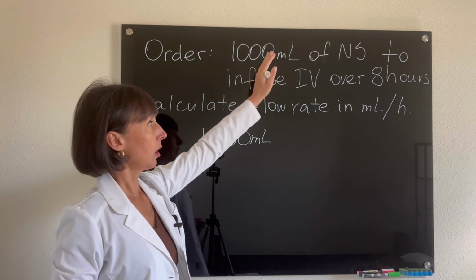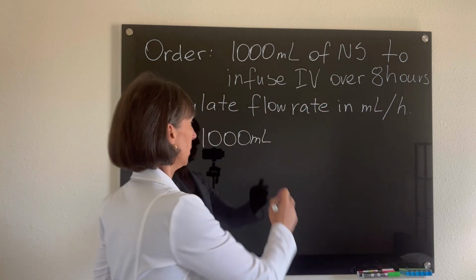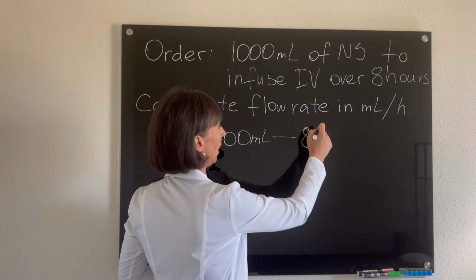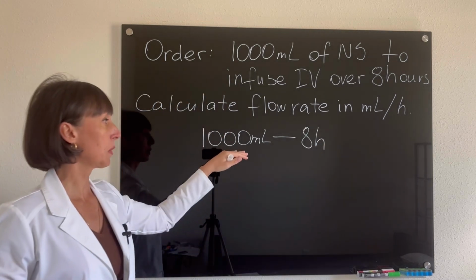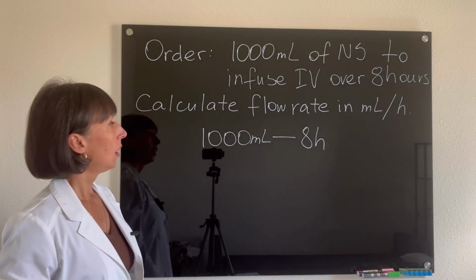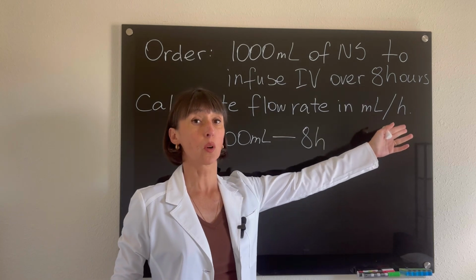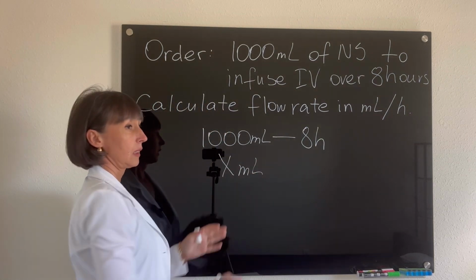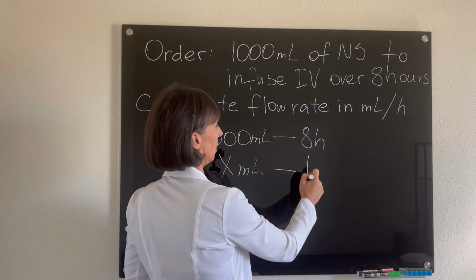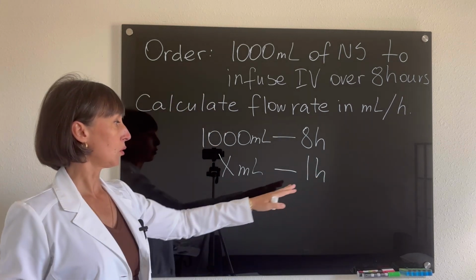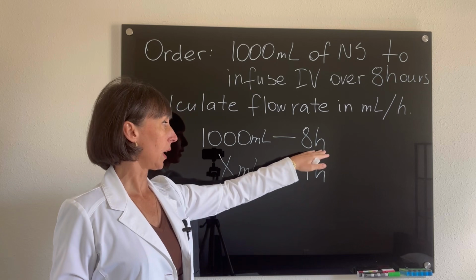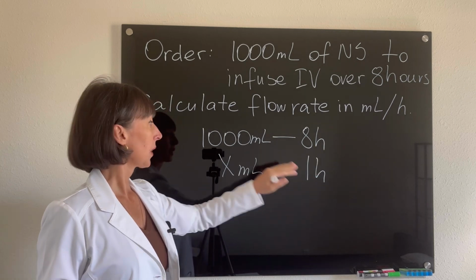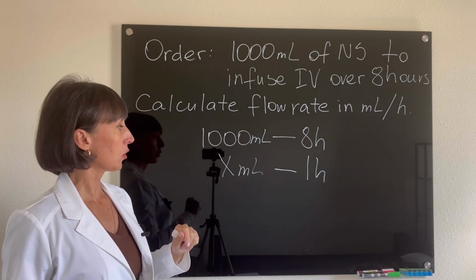1000 milliliters are going over 8 hours. We need to find how many milliliters per hour, per 1 hour. X milliliters is 1 hour. Here we don't need to convert our hours to minutes because we have hours under hours already, milliliters under milliliters. Double check yourselves.